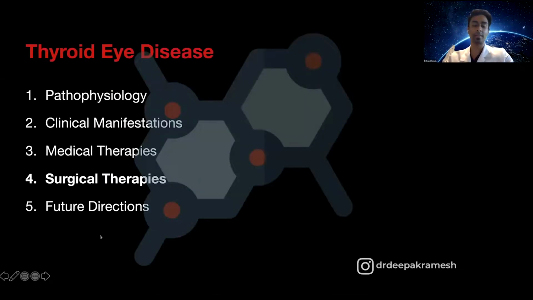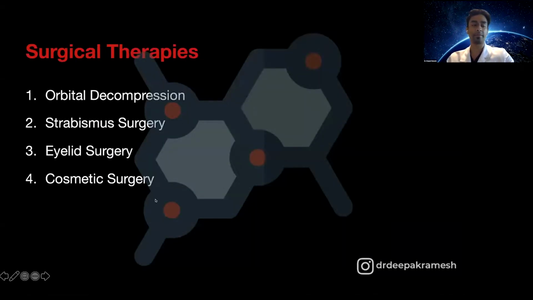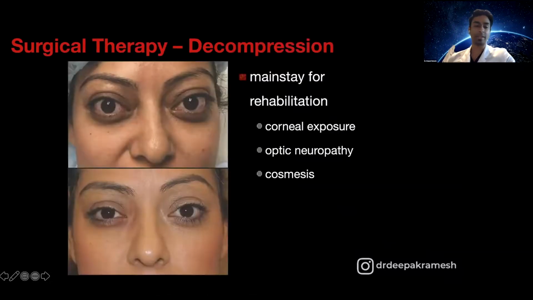And then let's finally swing on to surgical treatment. Orbital decompression is the mainstay of my treatment for rehabilitation after thyroid eye disease, and it helps with corneal exposure, optic neuropathy, and cosmesis. So the patient has less congestion, an improvement in vision, and can have an improvement in double vision, and they look better and they feel better. I think orbital decompression is a fantastic surgery for most of these patients.